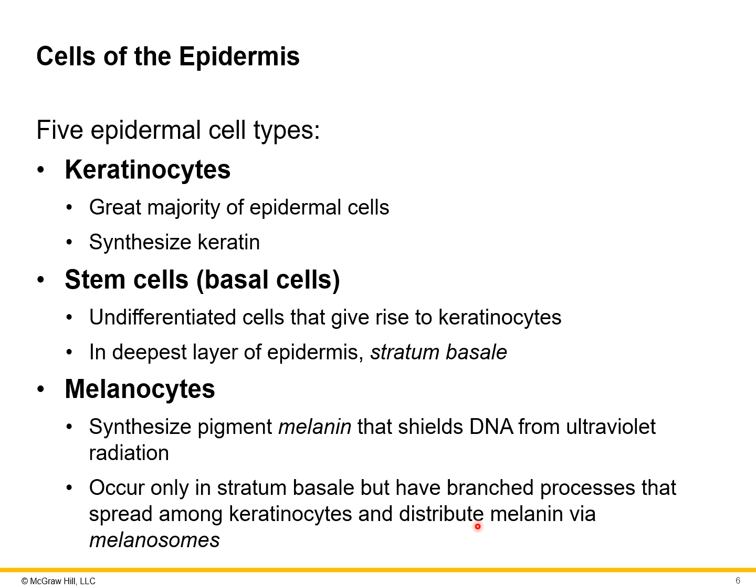And then we're also going to find melanocytes within that stratum basale layer. And these melanocytes synthesize the pigment melanin. And that melanin will be released from the melanocyte and can be taken up by the keratinocytes in the stratum spinosum layer. And that melanin will shield the DNA from ultraviolet radiation that can damage it, ultimately mutating that DNA and causing things like cancer. And these melanocytes are only found in the stratum basale layer, but they have projections or branches of their cytoplasm that protrude into the stratum spinosum layer, and spread among those keratinocytes to distribute the melanin by these vesicles called melanosomes.